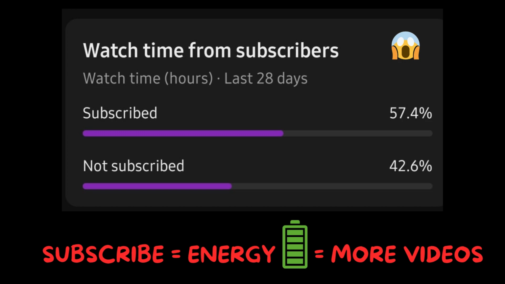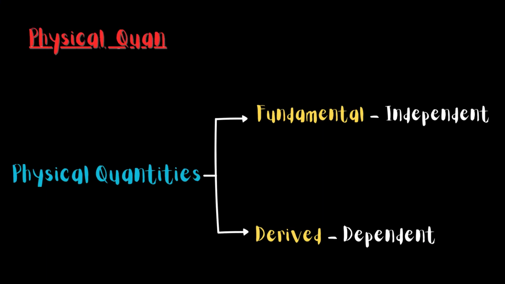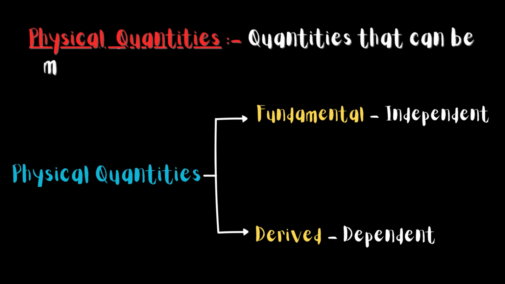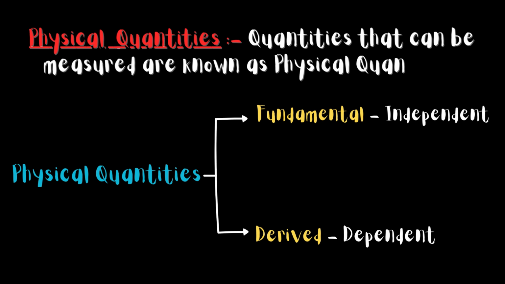Going into the topic, the first topic is, students, physical quantities. So what do you know about physical quantities? If you know the meaning of physical quantities, then you're a topper. Physical quantities are those quantities that can be measured. Examples of these physical quantities can be mass, length, acceleration, potential energy, etc.